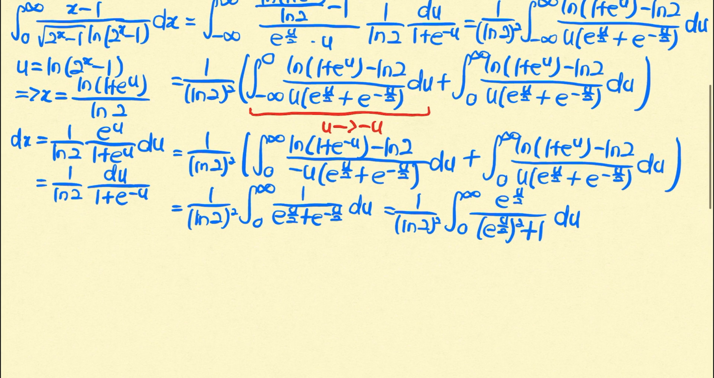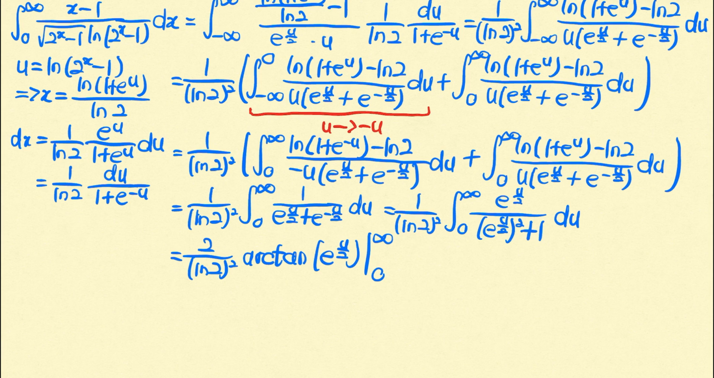And for this, it is actually the same thing as (2 over natural log of 2) squared times the arctan of e^(u/2), evaluated from 0 to infinity, which the answer is just (pi over 2 natural log of 2) squared. Okay, so this is the answer that we want.